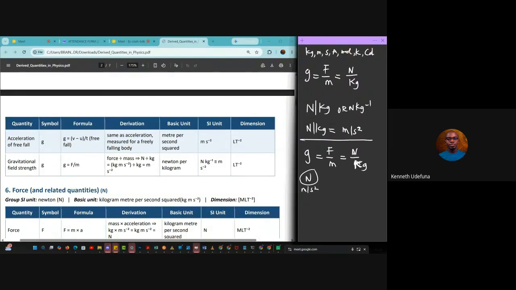So let me proceed. Newton is a derived unit because it is not among our fundamental units. Since it's a derived unit, you have to continue to break it down. How will you break it down? You can see this unit as a quantity, whereby you give the formula. Let me explain it this way. I have G equals F over M, and I know that F gives Newton.